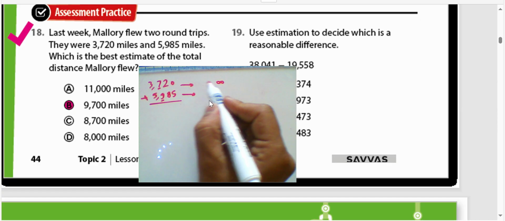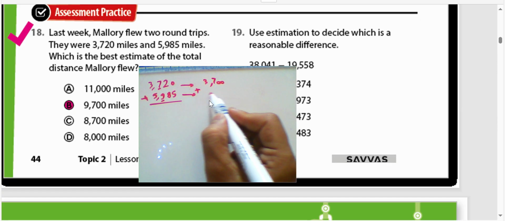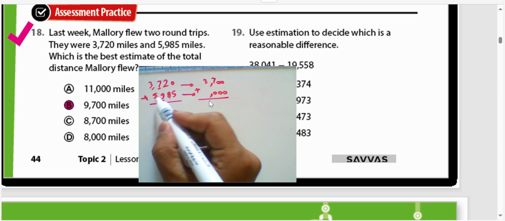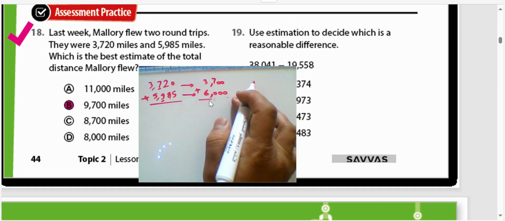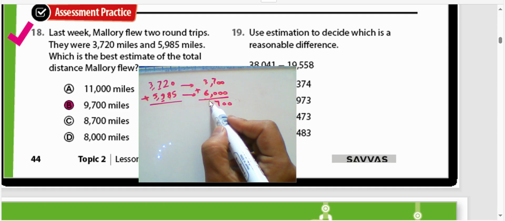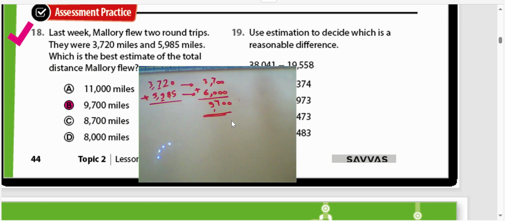Write double 0. 2 can't give 1 to 7. Then the result will be 7 and 3. And we can write double 0. 8 can give 1 to 9. 9 will be 10, 0 and carry 1. 5 plus 1 equals 6. And then we can add together 0, 0. 7 plus 0 equals 7. 6 plus 3 equals 9. And the result will be 9,700.